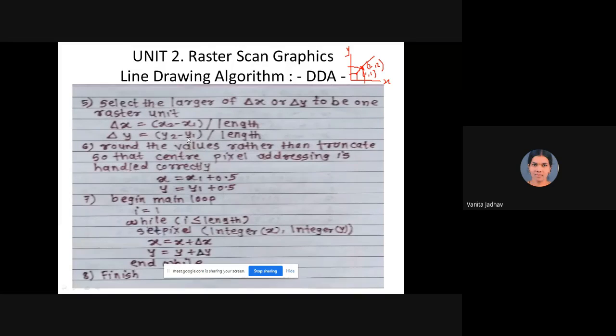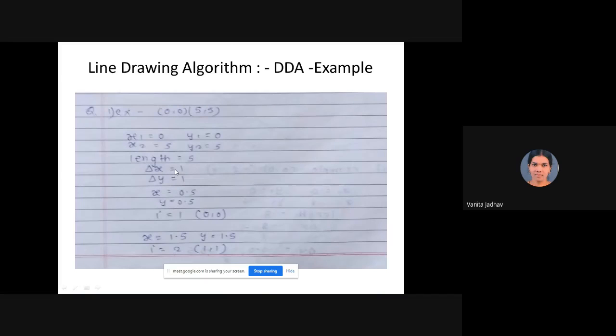So forget about these lines. Don't take the help of these lines. Just calculate whatever we need over here. According to the fifth step, we need to calculate delta x and delta y. Delta x is nothing but x2 minus x1 divided by length, and delta y is nothing but y2 minus y1 divided by length. So delta x is x2 minus x1, that is 5 minus 0, 5, divided by length. Length is 5. So 5 divided by 5, 1. And again delta y, y2 minus y1, that is 5 minus 0, 5, divided by 5. So again delta y will be 1.